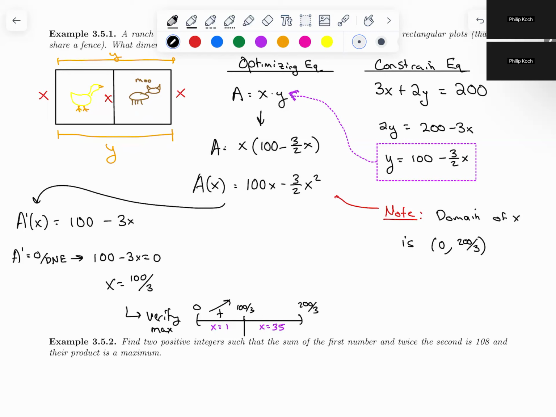Then at 35, we plug in a test value. 100 minus 3 times 35. 3 times 35 is 115, right? No, 105. So it's going to be negative, but you can use your calculator, of course. So it's decreasing here, which means that it's a maximum, max verified. So we know that's the right answer.